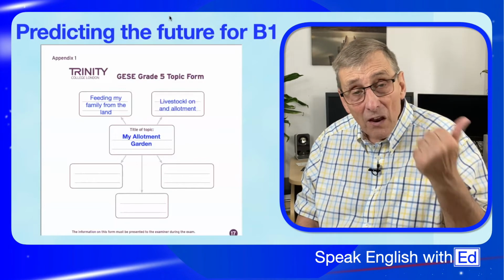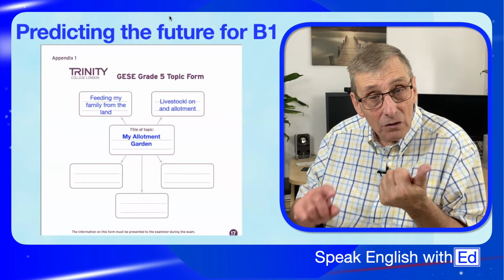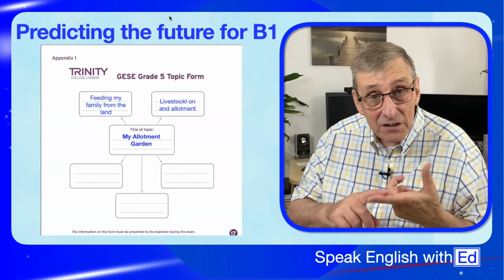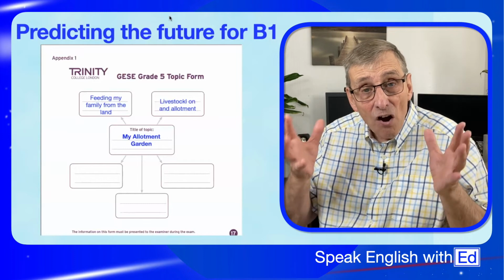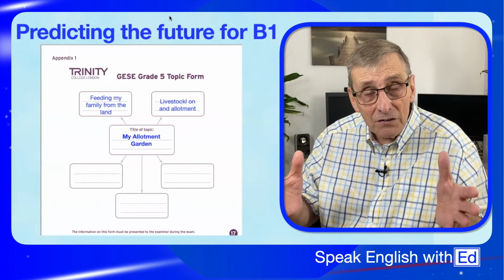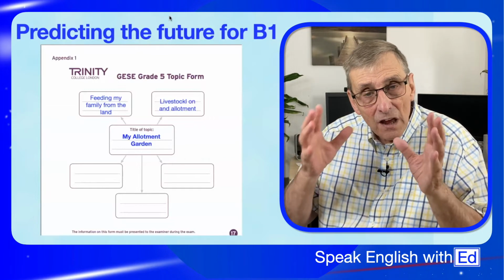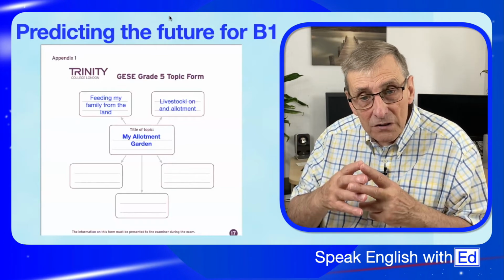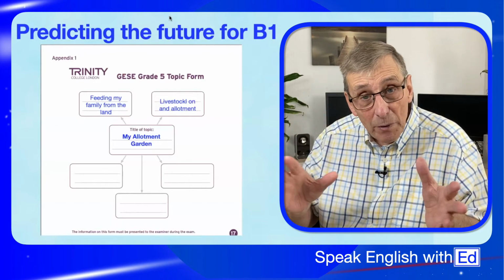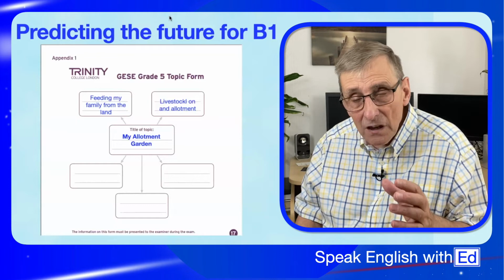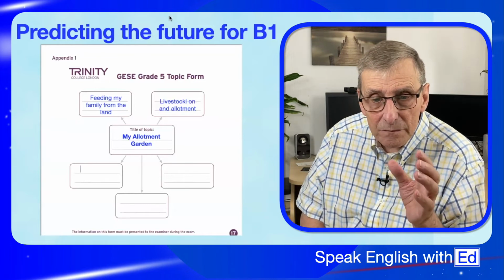Another one could be livestock on my allotment. Now I happen to know that people have chickens, they have rabbits and livestock on their allotment. Some people have ferrets and mink and that sort of thing, and run them on their allotment. So this could be a topic point, a discussion point that you're inviting the examiner to talk to you about.